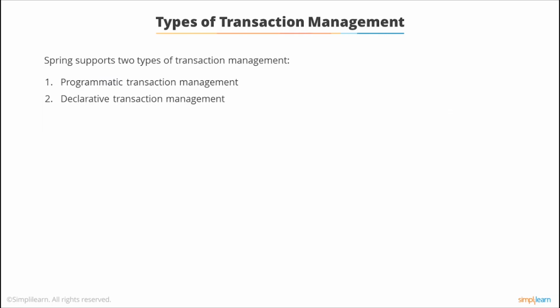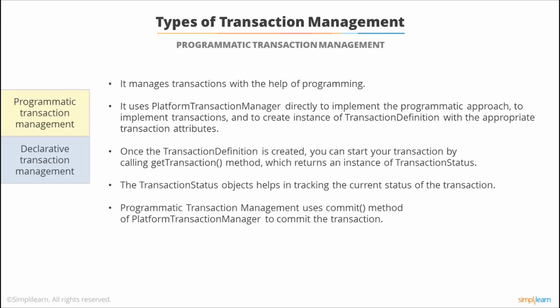Spring supports 2 types of transaction management: programmatic and declarative. In programmatic, it manages transactions with the help of programming. It uses Platform Transaction Manager directly to implement the programmatic approach, to implement transactions, and to create an instance of transaction definition with appropriate transaction attributes. Once the transaction definition is created, you can start your transactions by calling the getTransaction method, which returns an instance of transaction status. The transaction status object helps in tracking the current status of the transaction, and programmatic transaction management uses the commit method of Platform Transaction Manager to commit the transaction.